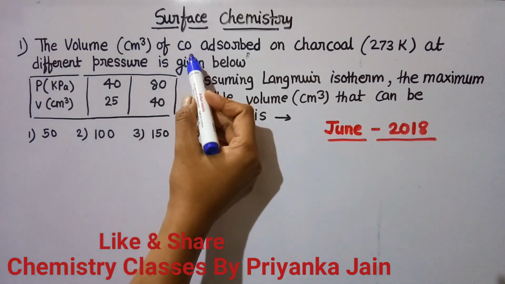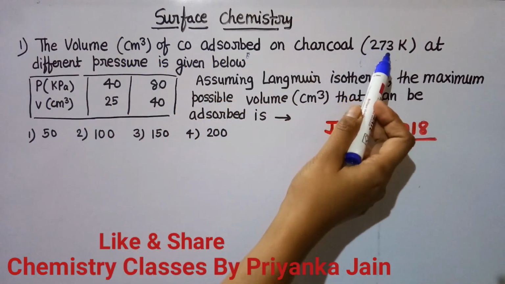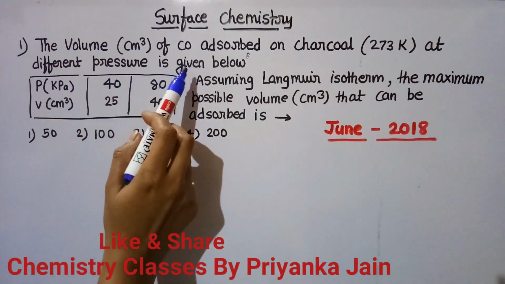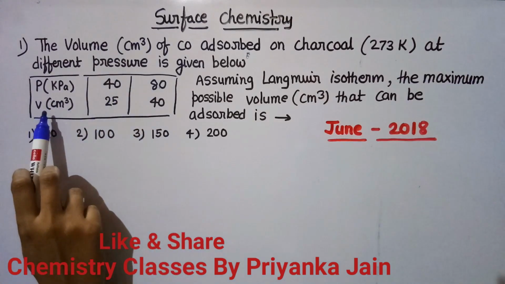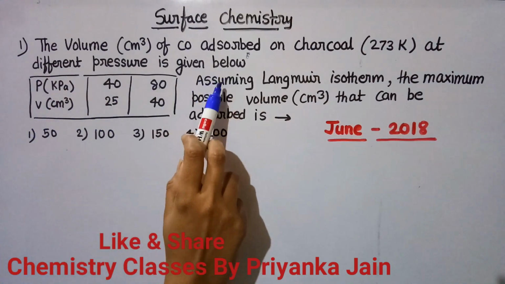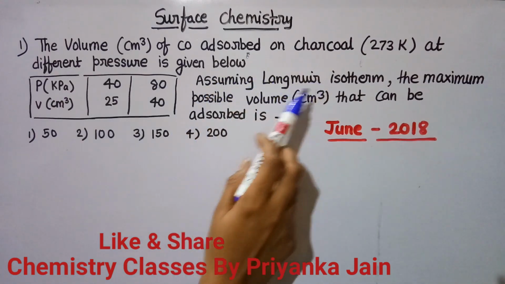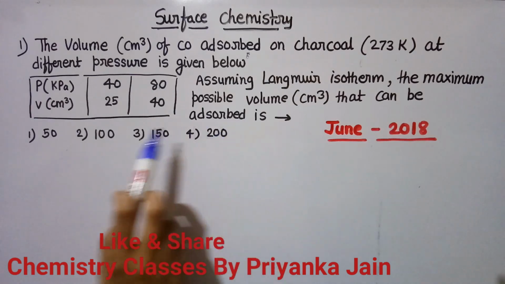The question is: the volume in centimeter cube of carbon monoxide adsorbed on charcoal surface at 273 Kelvin at different pressures is given below. We have been given two different pressures, 40 and 80, and the volume occupied at those is 25 and 40. If we assume the Langmuir adsorption isotherm, the maximum possible value that can be adsorbed is.